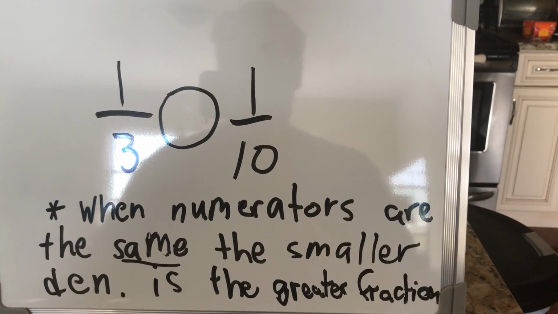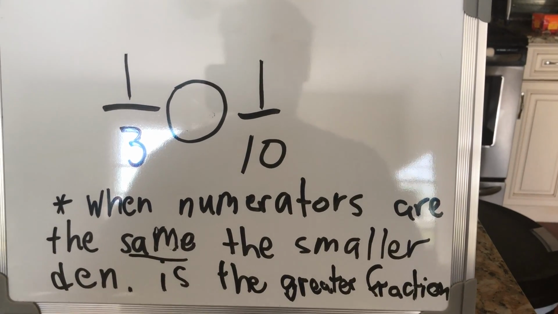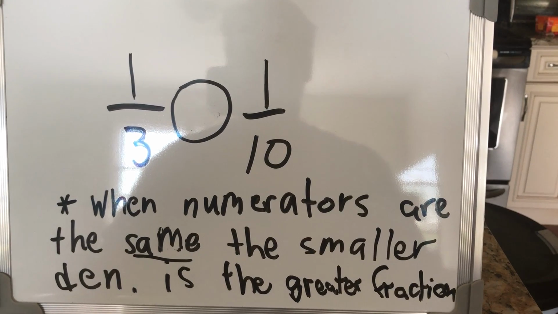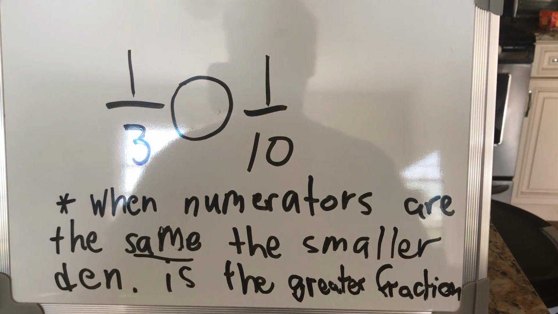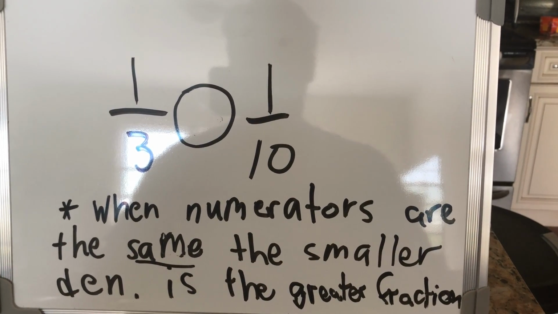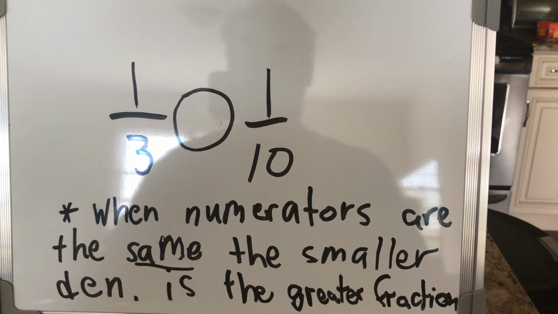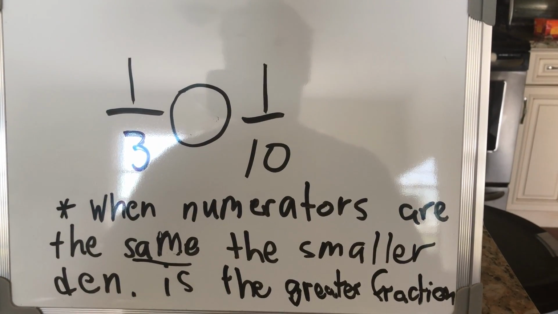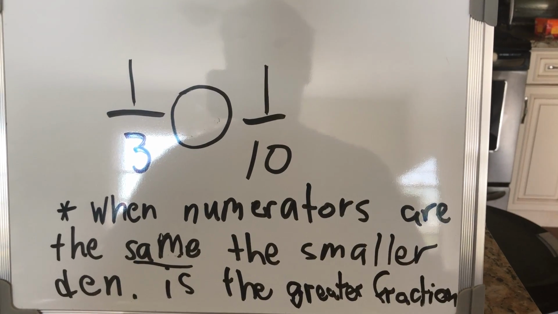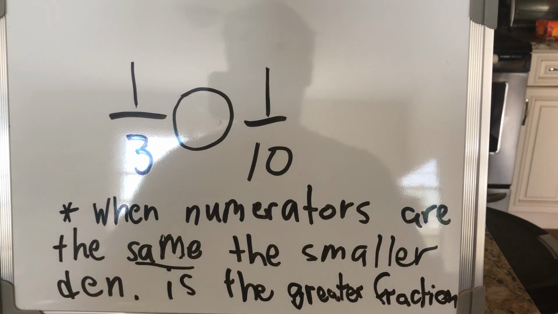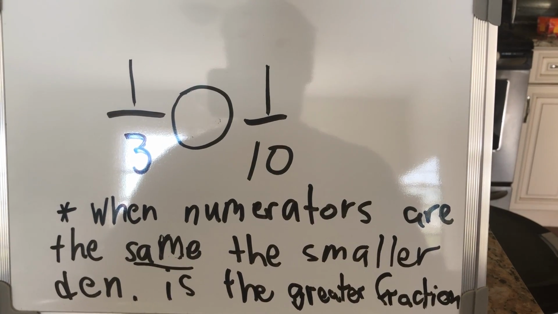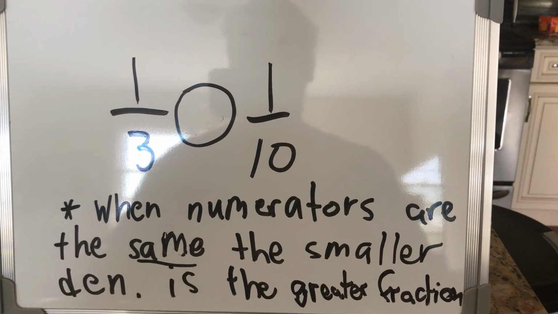This is for grade 3. So I'm going to show you real quick, when you compare fractions, a few tricks that I've learned throughout the years. So as you can see here, I have two fractions. I have 1/3 and I have 1/10. Now if you notice, the numerators are the same. Alright, and that's key because you can only do these tricks when the numerators are the same. And I'm going to show you on the flip side what to do when the denominators are the same, how it's easy to compare fractions.